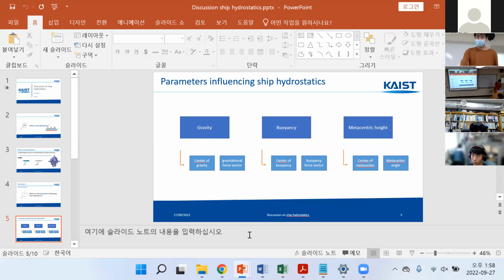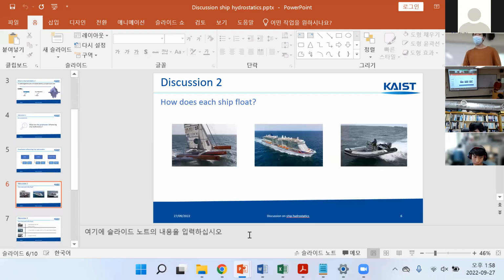So now let's move on to the second discussion. Do you know how these ships float? Yes. For the first one, it's thanks to the floaters on the sides that allow a good distribution of the mass. Okay. It's very light, it's lightweight.